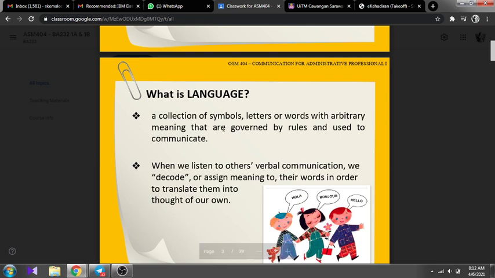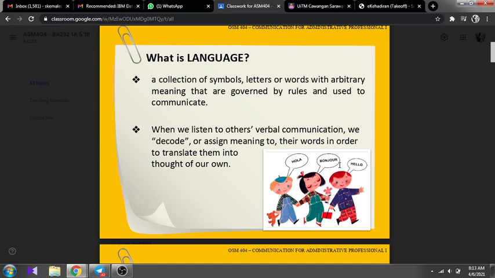A collection of symbols, letters or words, I think more on the words, with arbitrary meaning that are governed by rules and used to communicate. Like English, they have grammar; like Bahasa, they have tata bahasa. I'm not sure about Iban and Malay. Even in Arabic they have the sounds, and Chinese has these up and down tones. When we listen to others' verbal communication, we decode or assign meaning to their words in order to translate them into talk of our own. That's when you hear hola, Italia, Español, bonjour, Spanish, hello, English.